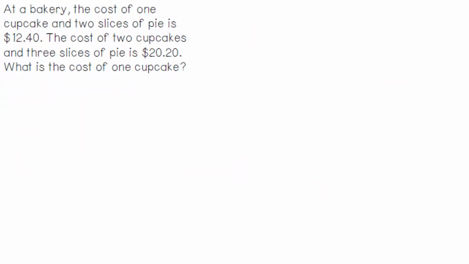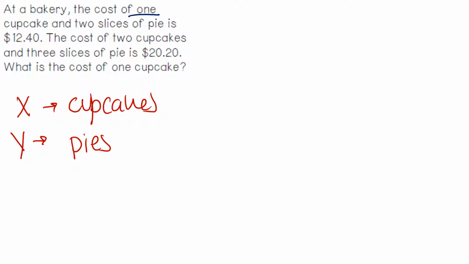At a bakery, the cost of 1 cupcake and 2 slices of pie is $12.40. The cost of 2 cupcakes and 3 slices of pie is $20.20. What is the cost of 1 cupcake? So our two variables, x and y, are talking about cupcakes and pies.